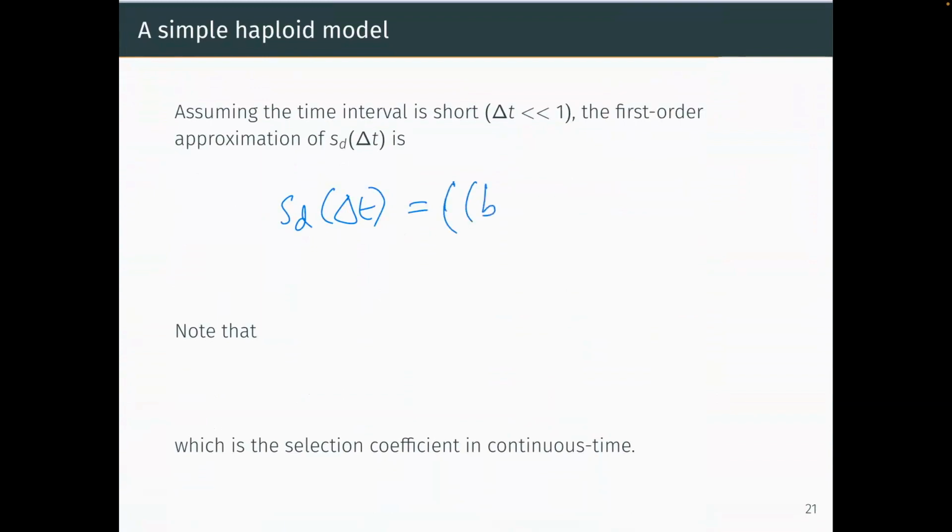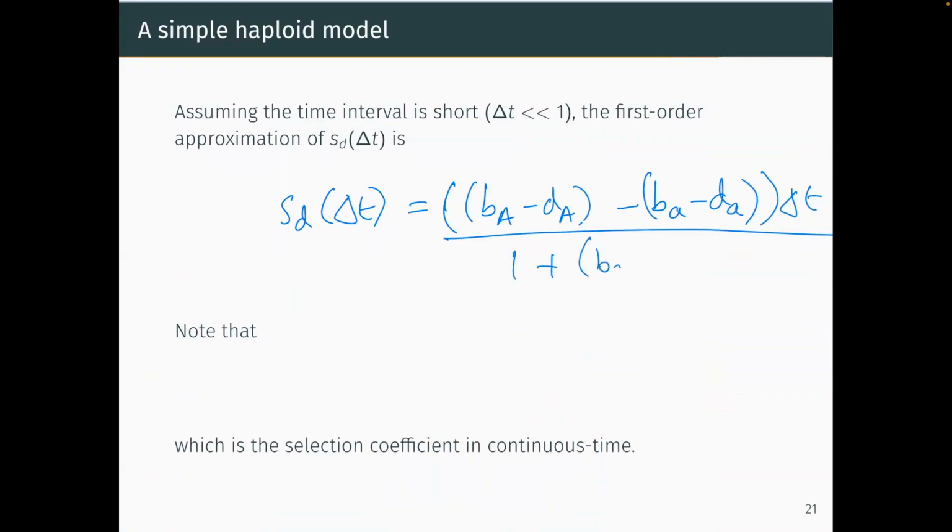I'm going to have b sub capital A minus d sub capital A minus b sub little a minus d sub little a, that's by delta t, all over 1 plus b sub little a minus d sub little a times by delta t. All I've done is I've just dropped the order squared terms from the previous slides. You don't necessarily need to write that out again. Okay.